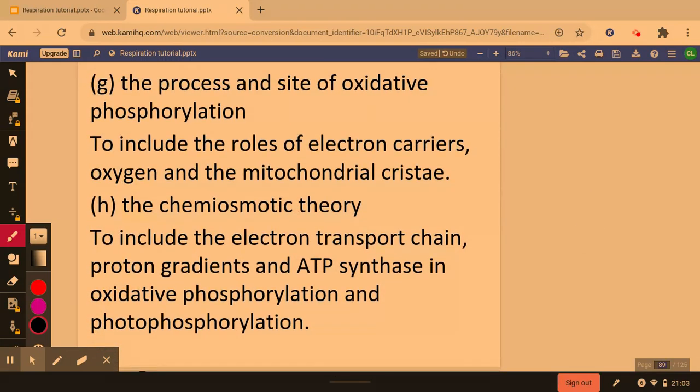We've looked at the process of oxidative phosphorylation, the role of electron carriers and oxygen, the cristae, and also the electron transport chain and this proton gradient.